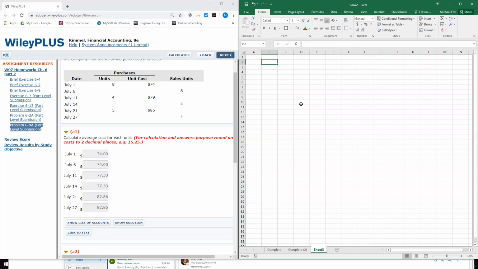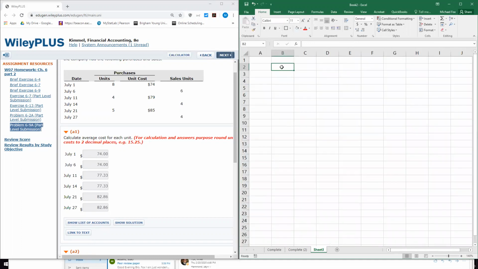Yeah. Here's how I would do it in a quick way. On first in, first out, I start with 8 units at $74 a piece. Then I sell 6. So I now have 2 units at $74 a piece. That's what I have left in my ending inventory. Then I purchase 4 more units at $79.